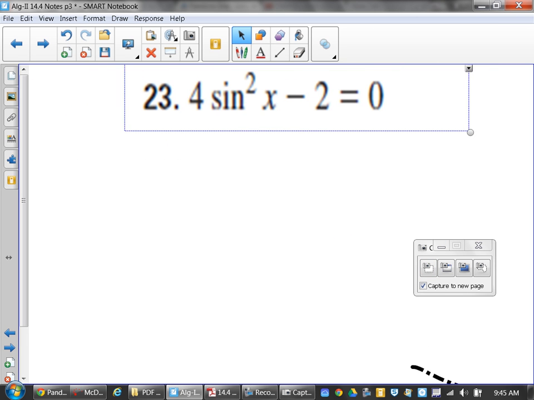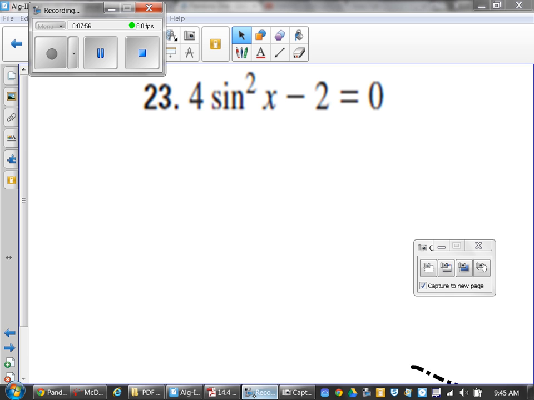You guys do this one. Give me a general solution. And when I say give me a general solution, just don't say pi-ish. It is pi.